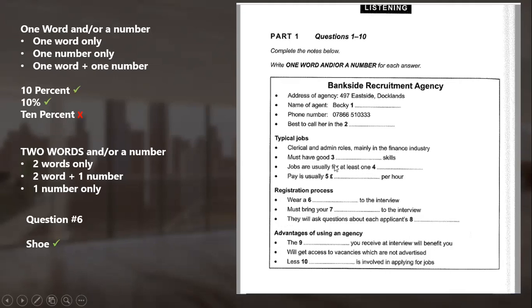Because the instruction says one word and a number. Black shoe, that's two words. If you put black shoe there, you're going to fail it. So the best thing is to prioritize and put the important word there. So shoe is the best fit here.